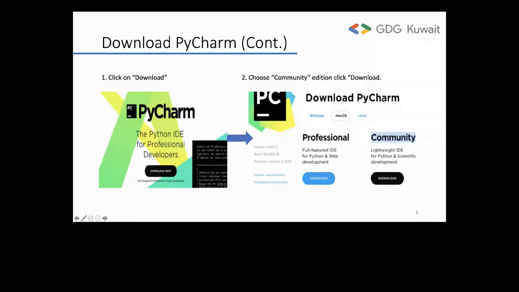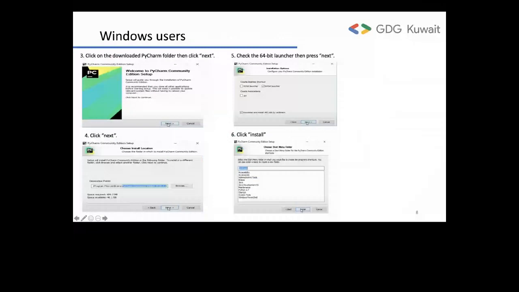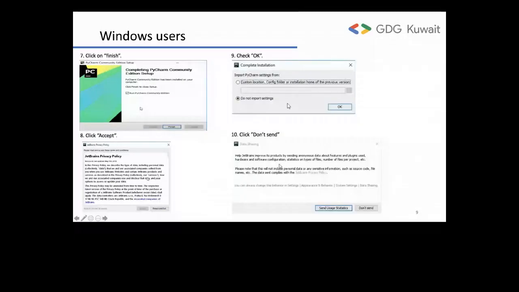For Windows users, click on the file, click next, then use the checkbox for the 64-bit launcher, then click next, then click next again, then install. Okay. For Windows users, also click finish. After that, you will have the terms and policy. Just click accept, then click do not import settings, click OK, then click don't send.